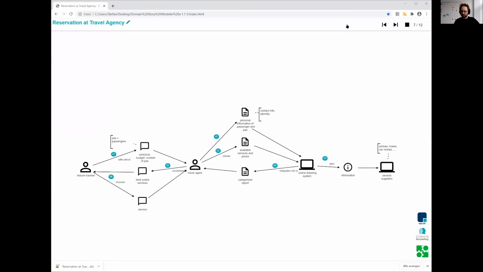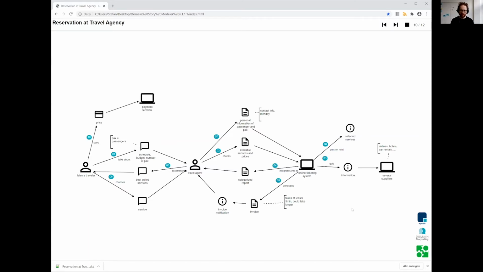And now I know why that makes sense, because we said the selected services are put on hold, and the information is then used to generate an invoice. Here it's noteworthy that you, as travel agent, get an invoice notification, because it can take a couple of minutes and maybe you don't see that the invoice is ready, because then the traveler still needs to pay the price of the services he or she chose with a payment terminal. That's also in the office, I guess. And then the payment terminal sends an acknowledgement to the online ticketing system.